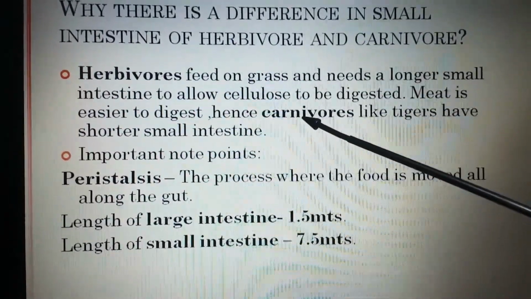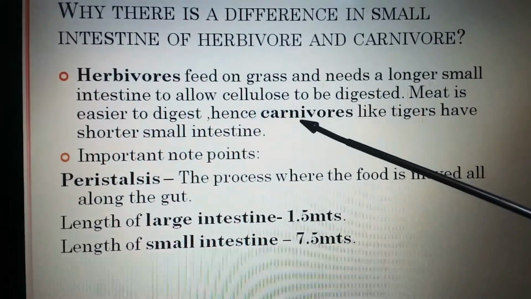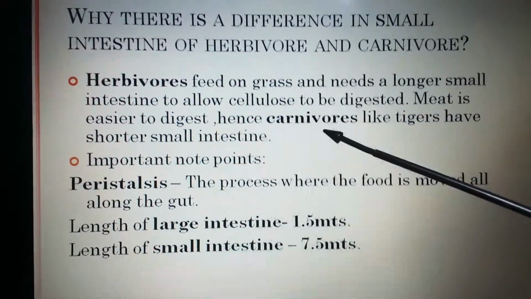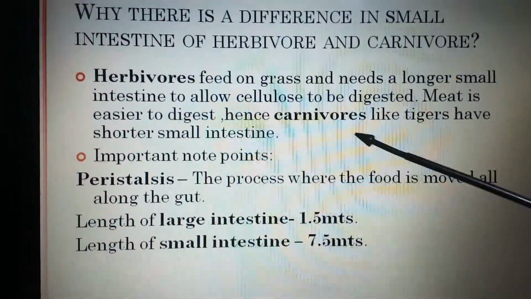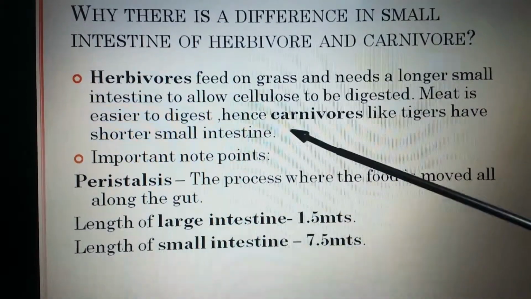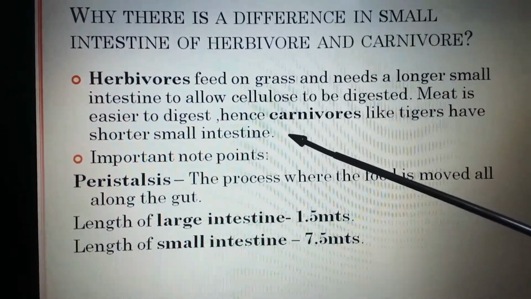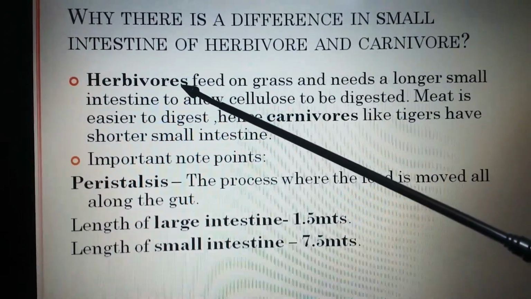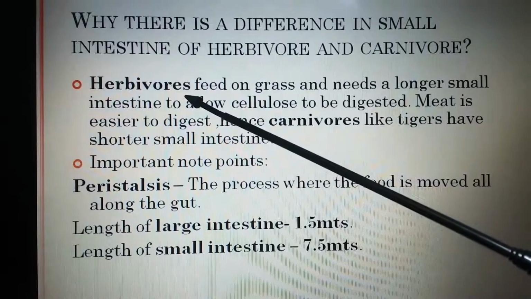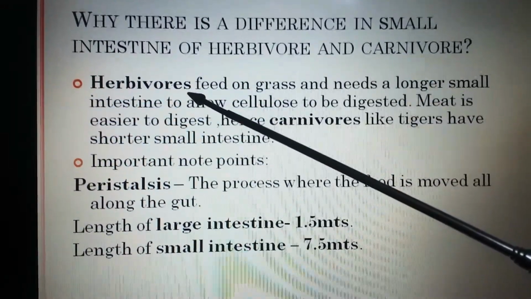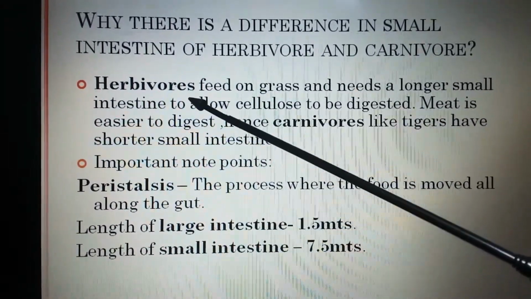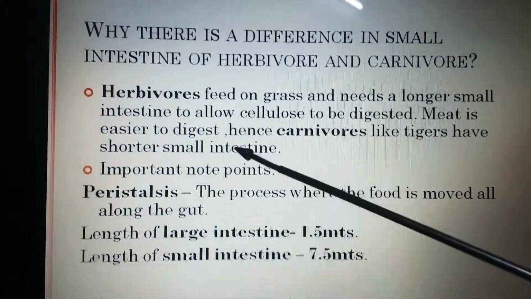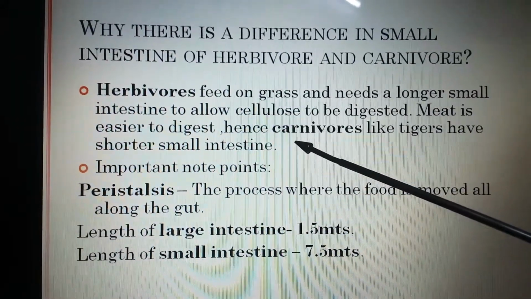On the other hand, carnivores are the animals that feed on the flesh of smaller or bigger animals, or they are dependent on flesh basically, like tigers. So they require a shorter small intestine for digestion. That is why, because herbivores need a longer time for the digestion of cellulose, they have a longer small intestine as compared to carnivores.